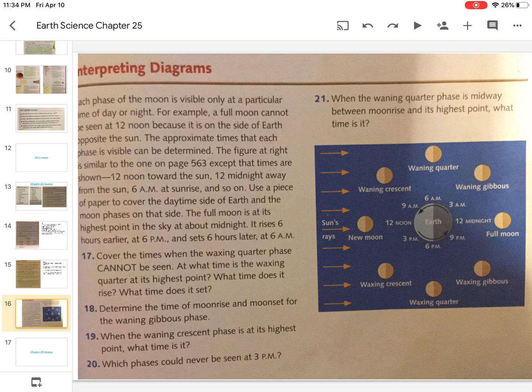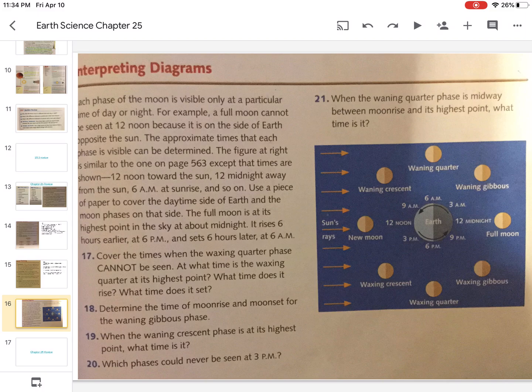So that's the time you want to put. What time does it rise? Okay, so this is a little bit trickier. So for this one, you have to look at the times that are by the new moon and the full moon. Okay, so there's times by the new moon and the full moon.